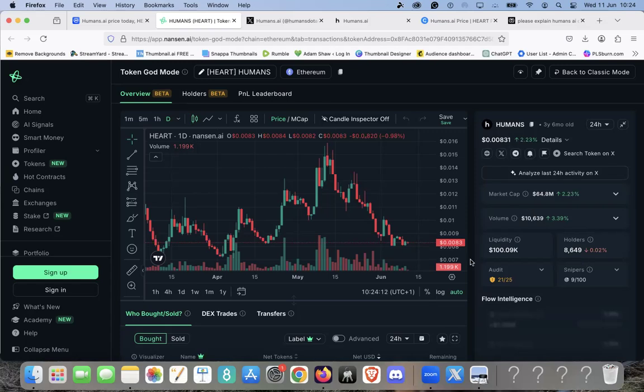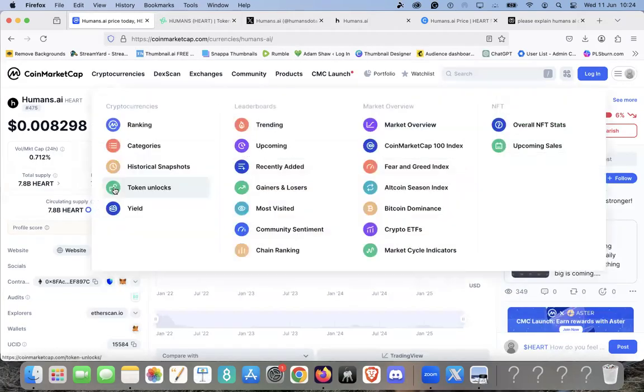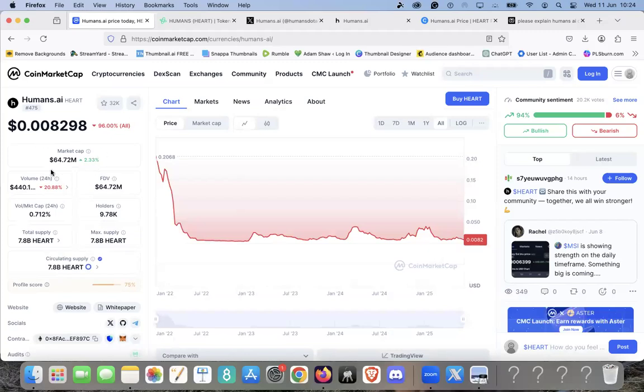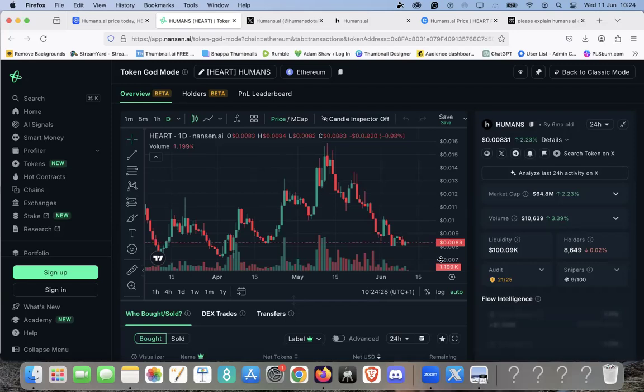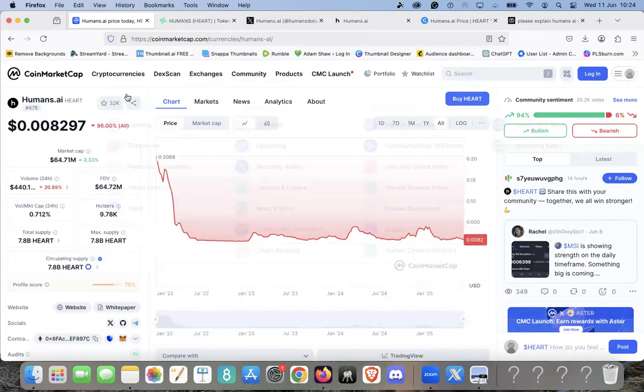And here's another thing, liquidity. Now, for a coin with a market cap of 64 million, there's 100,000 in liquidity. That's not great. Now, again, this is only a single source of information, but the liquidity is the amount of money there if you want to trade it. And the lower the liquidity, the more slippage and the worse price that you're likely to get. So this is something to bear in mind, that maybe the liquidity isn't great at the moment.